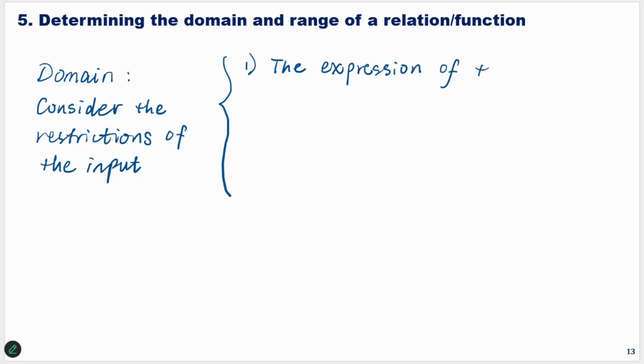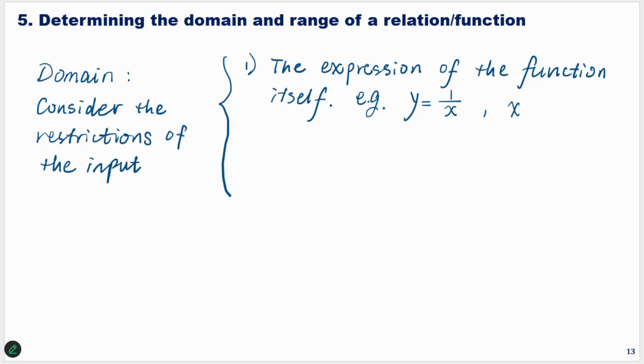The expression of the function itself. Okay, for example, if you have a function like this, y equals the reciprocal of x, in real number set, we cannot use 0 as denominator, right? So the domain is x belongs to the real number set, x cannot be 0, right?